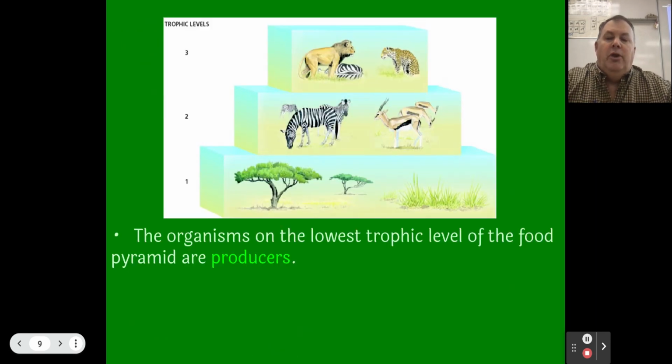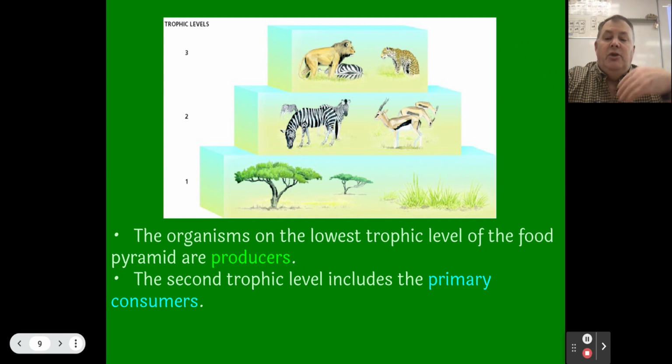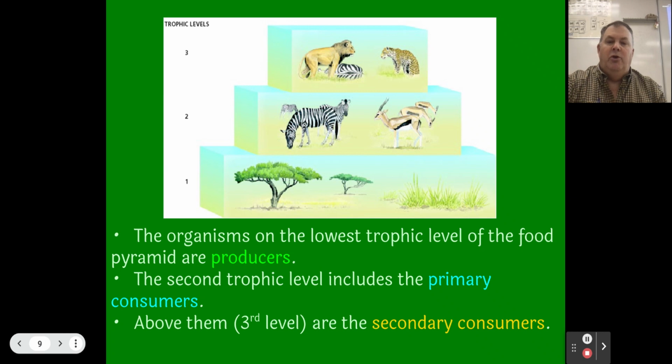All right. So organisms that produce at these trophic levels, the levels of food, are referred to as producers. These producers have the ability to photosynthesize and transfer their energy onto the next levels, those consumers. The second trophic level is oftentimes referred to as the primary consumers. In other words, those are the first ones that eat the plants. The ones above that are oftentimes referred to, kind of as a blanket term, as the secondary consumers. So you have the producers, primary consumers, and secondary consumers.